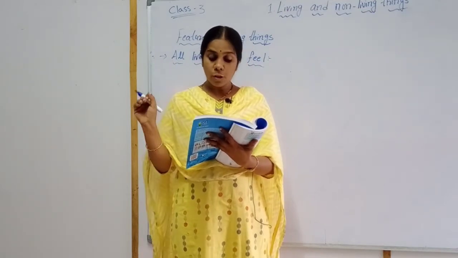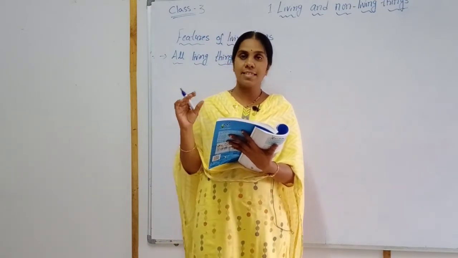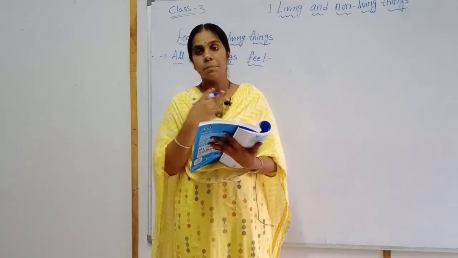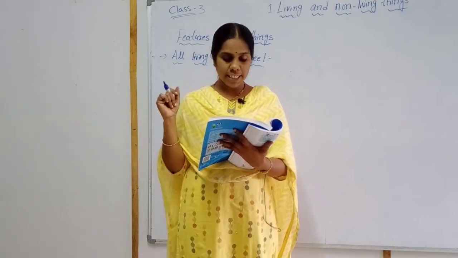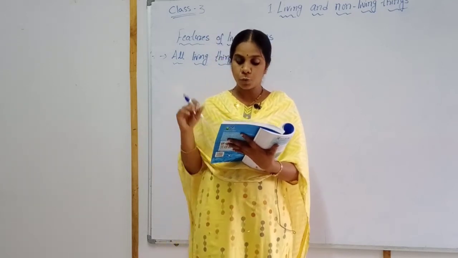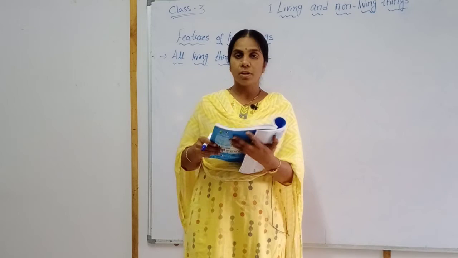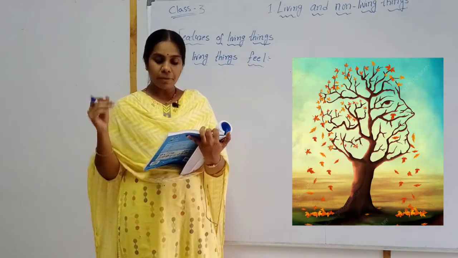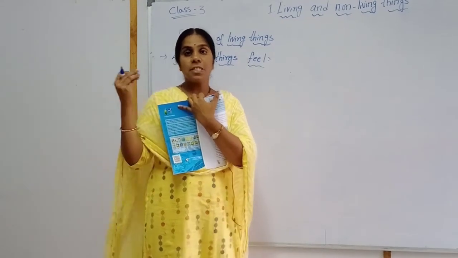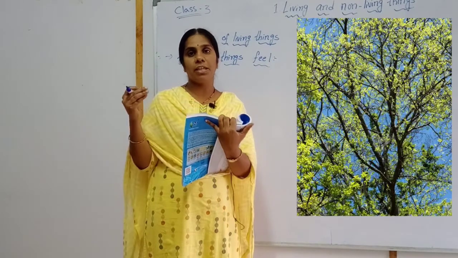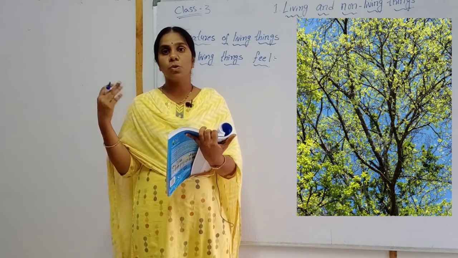Plants can also feel changes around them, but they do not have sense organs. For example, a plant always grows towards sunlight. Plants can also sense weather changes. We see many plants shed their leaves. In autumn season, what will the plants do? The plants will shed their leaves, and when spring season starts, they start flowering. In this way, they show the changes.